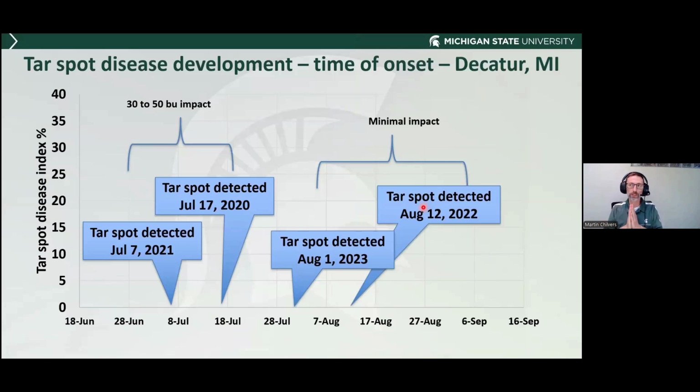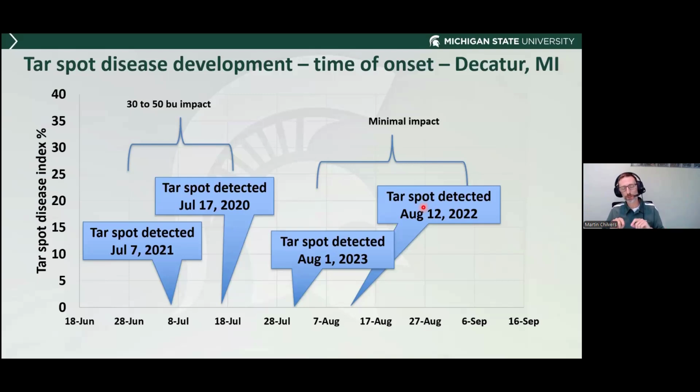So what's really important, especially with this tar spot model, is getting out into your fields and knowing if you have tar spot. Even if we're red and at higher risk, it doesn't mean anything unless you know you've got tar spot out in your field. So get out and check.